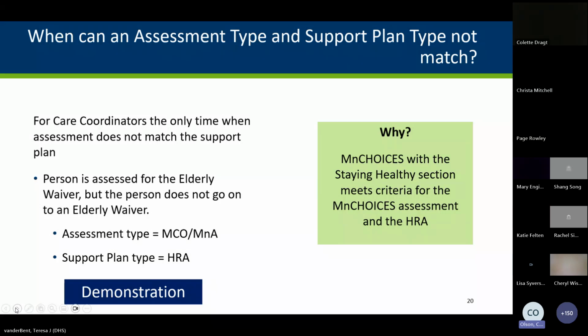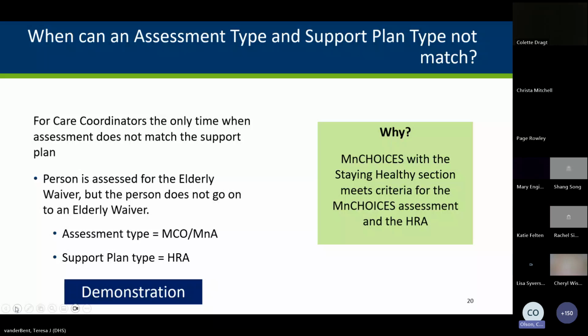When should they not match? For care coordinators, the only time when the assessment does not match the support plan is when the person is assessed for the elderly waiver, but they end up not going on the elderly waiver. In this situation, your assessment type would be MCO MNA because you did the MnCHOICES assessment. But because they then chose not to actually go on the elderly waiver, you would do an HRA support plan.